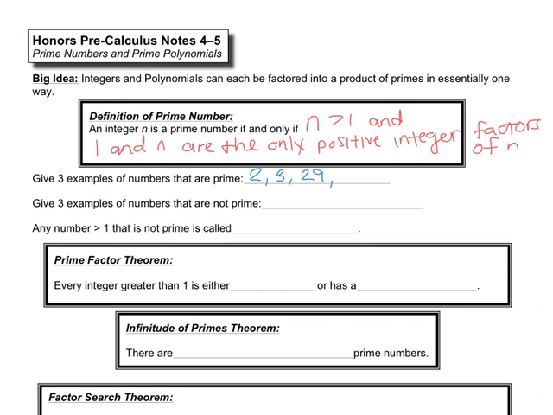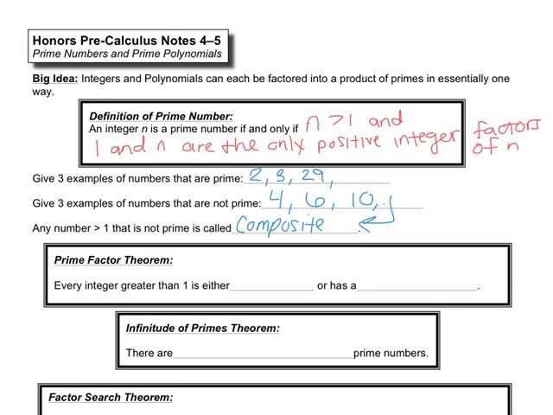are 1 and 29. So 3 examples of numbers that are not prime would be any number that has factors other than 1 and itself. For example, 4 has 4 and 1, but it also has 2 and 2. 6 has 6 and 1, but it also has 2 and 3, so on and so forth. So there are many of these types of numbers. If a number is not prime, that's called a composite number. So all of these are composite numbers because they're composed of factors other than just 1 and itself.